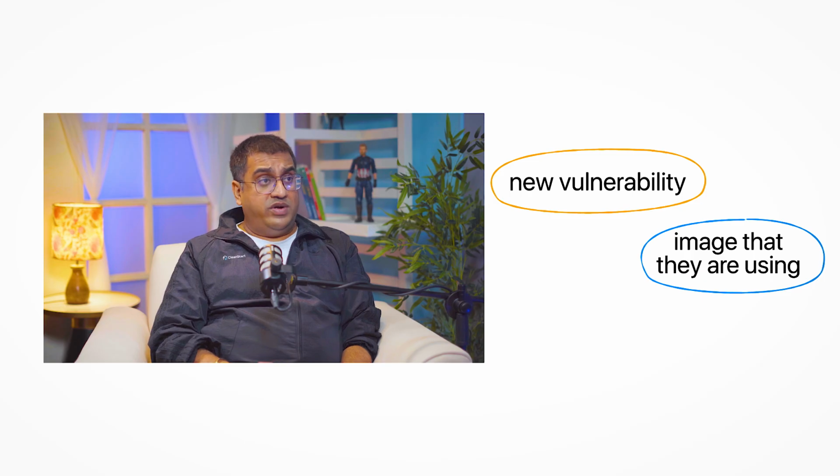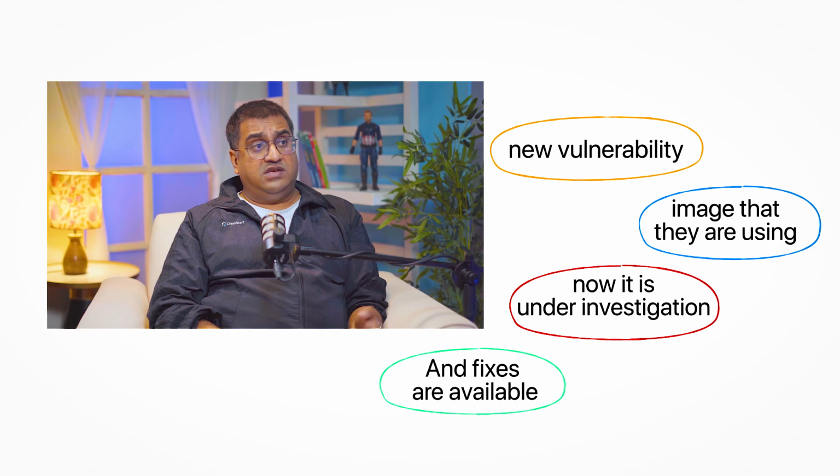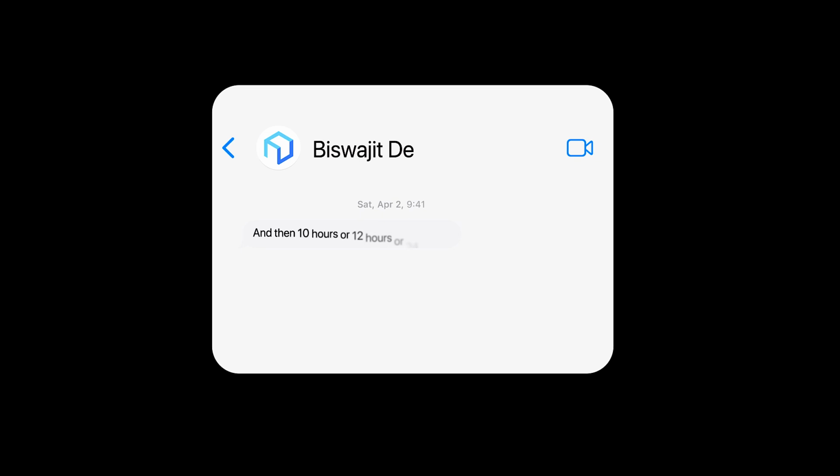So yes, it took us a while to get all of this set up and aligned. But we typically inform our customers that there is a new vulnerability in the image that they are using. We say it is under investigation, and when a fix is available, we say that this fix was available 10 hours ago, and in 10 hours or 12 hours or 24 hours, we have been able to give you the latest image and you can go ahead and use it. Right? As I said, I would take a little time on the vulnerability piece.